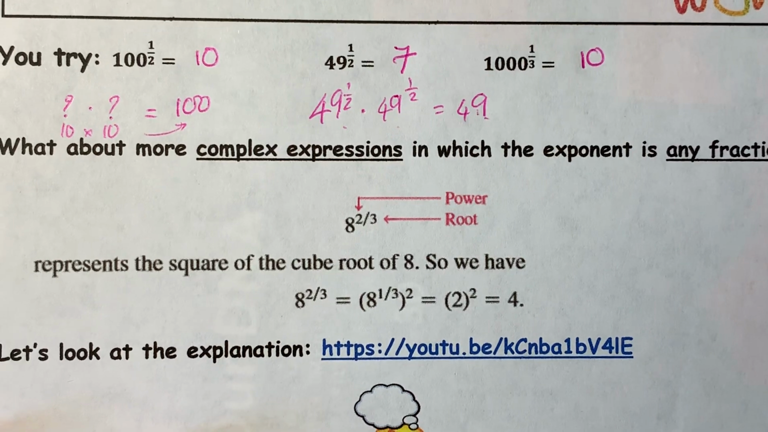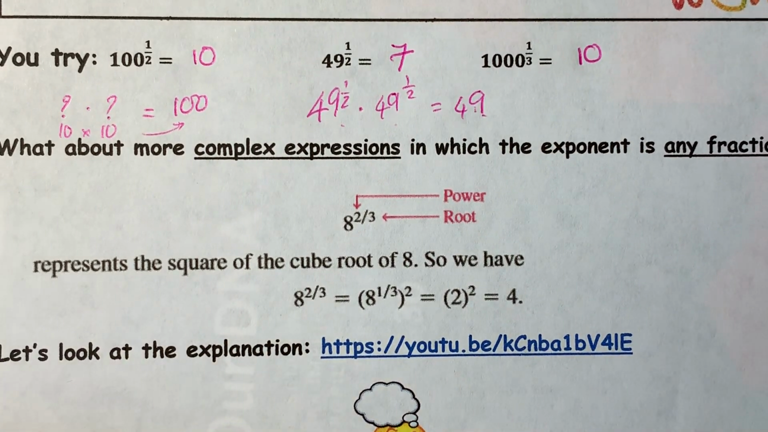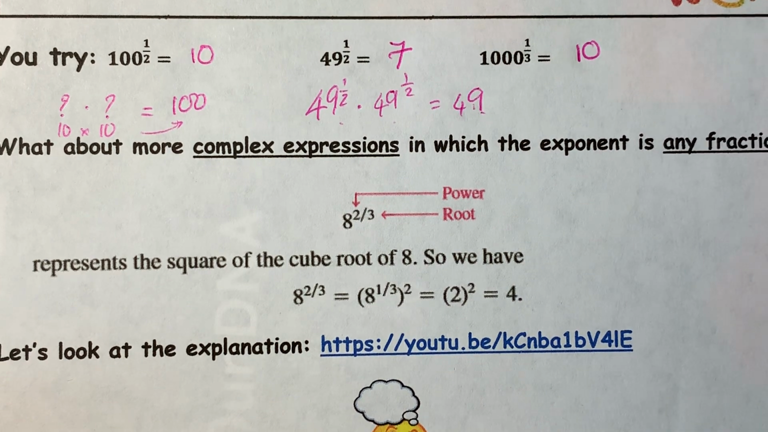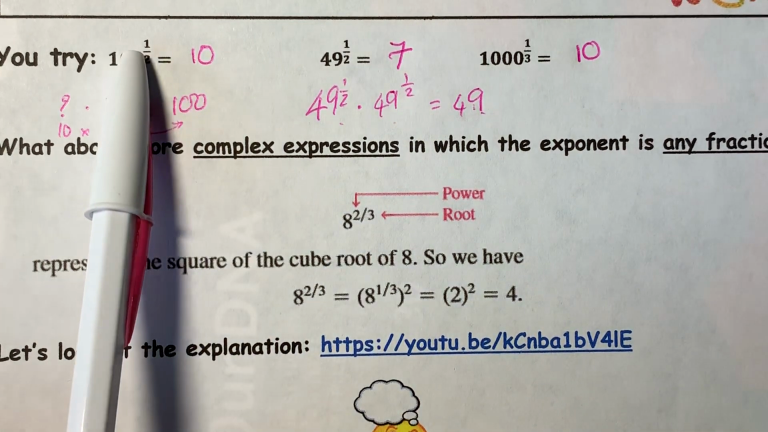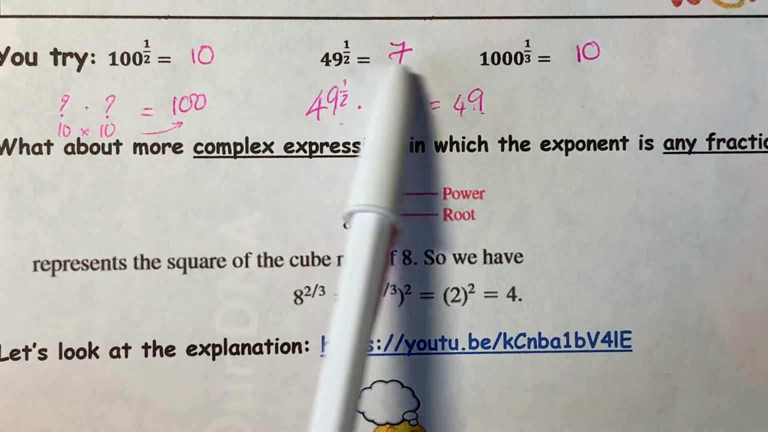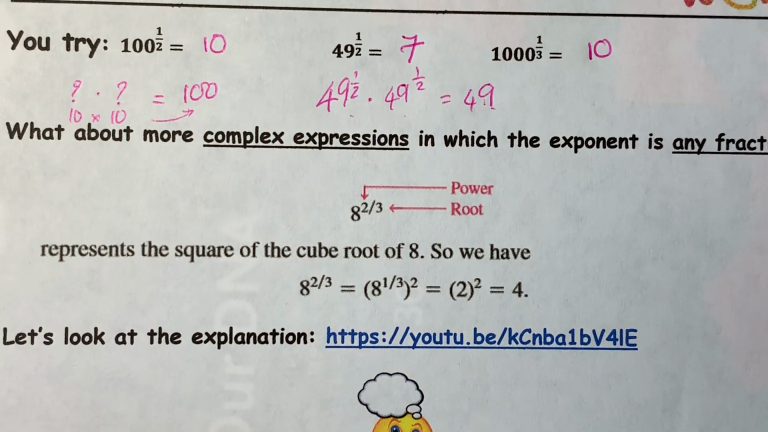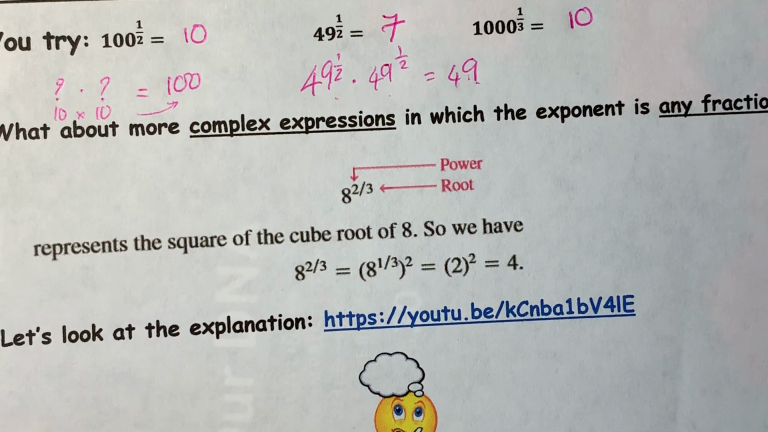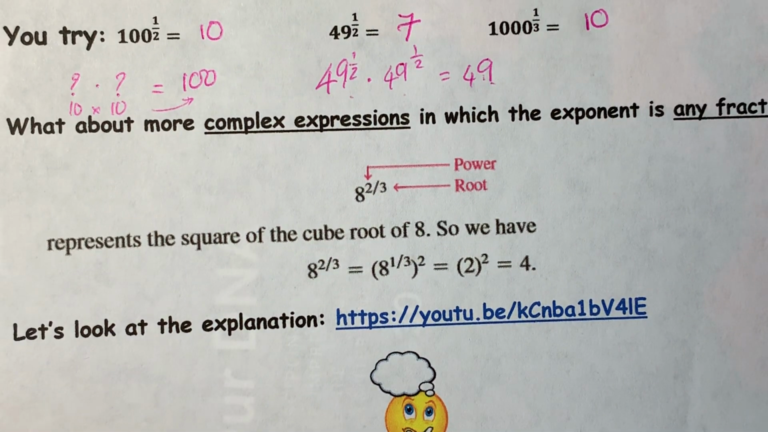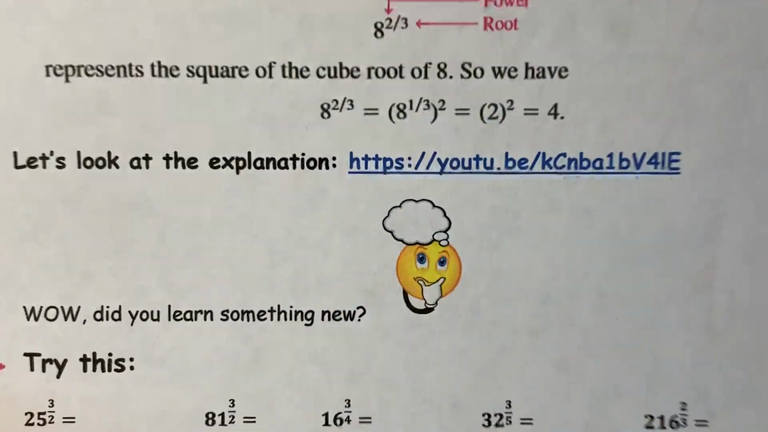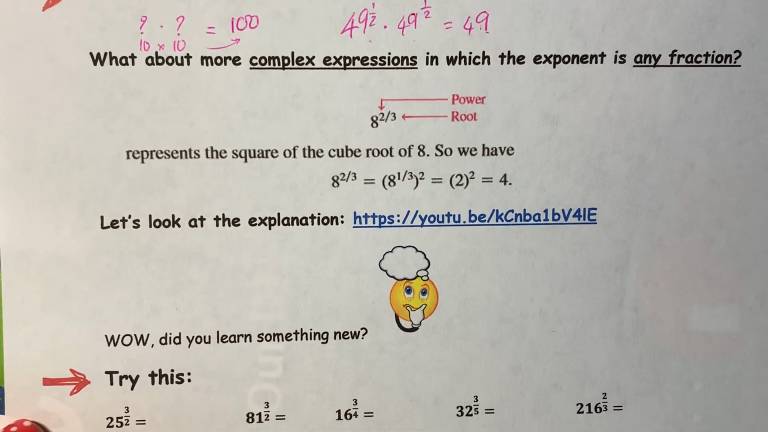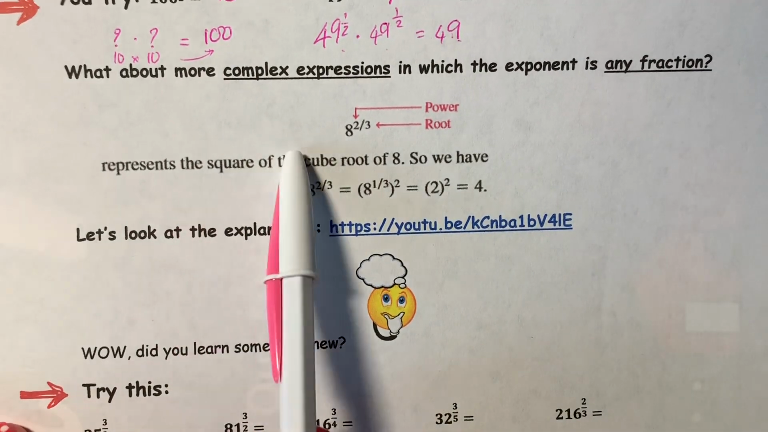Okay. Next part is a little bit more complicated. You see, all of them we've been working with have 1 on top. What about any fraction? So say you have 2 on top, 3 on top, 5 on top, over any number in the bottom, right? So let's take a look at the next part.